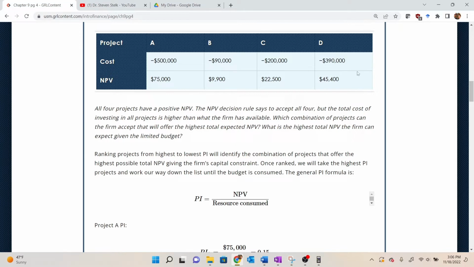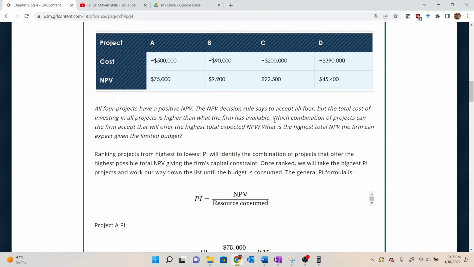So we don't have to go through and actually calculate that. It's already been done for us. Now we can see here that all 4 projects have a positive net present value. The NPV decision rule says to accept all 4, but the total cost of investing in all projects is higher than what the firm has available. Right? If we look at these costs, just projects A and D together, A is $500,000, D is $390,000. We're up to $890,000 there, and we only had $1 million to start with, so we can't take all 4 projects. We've got to figure out which ones we want to take.